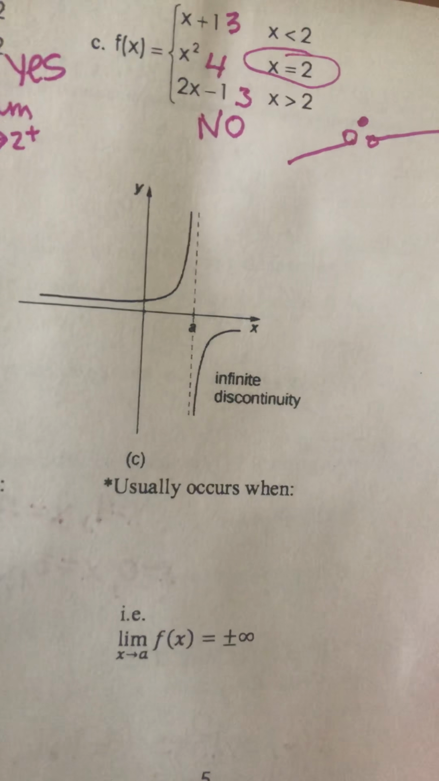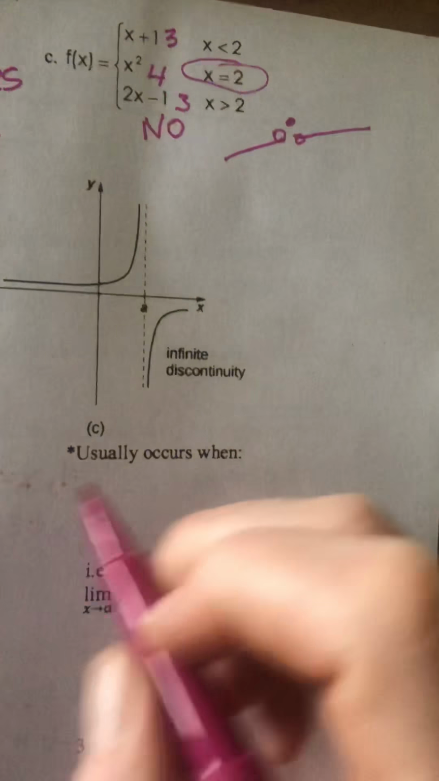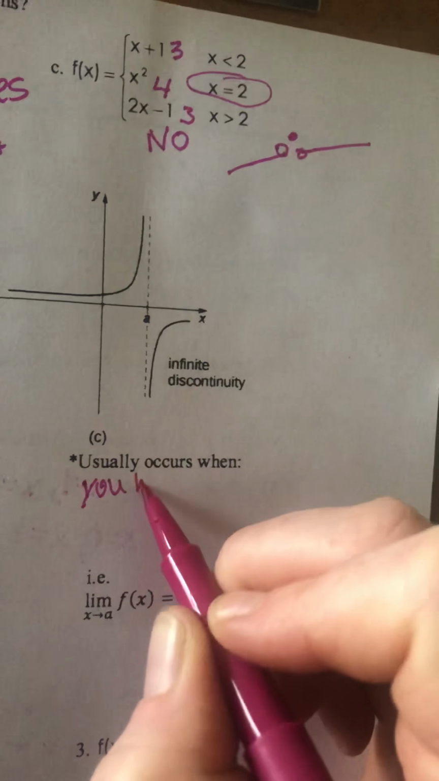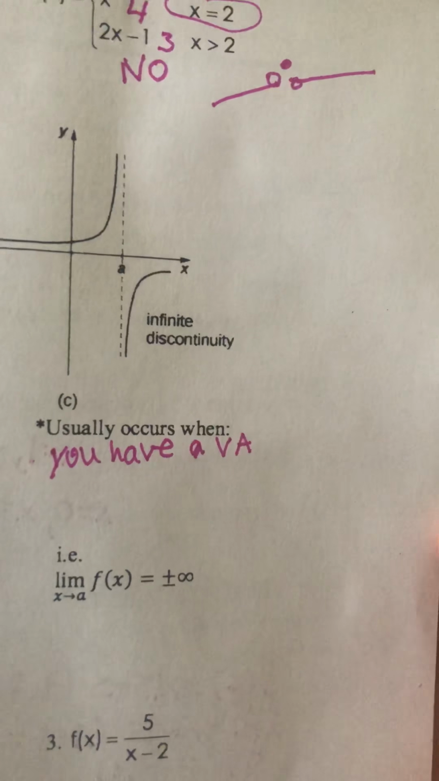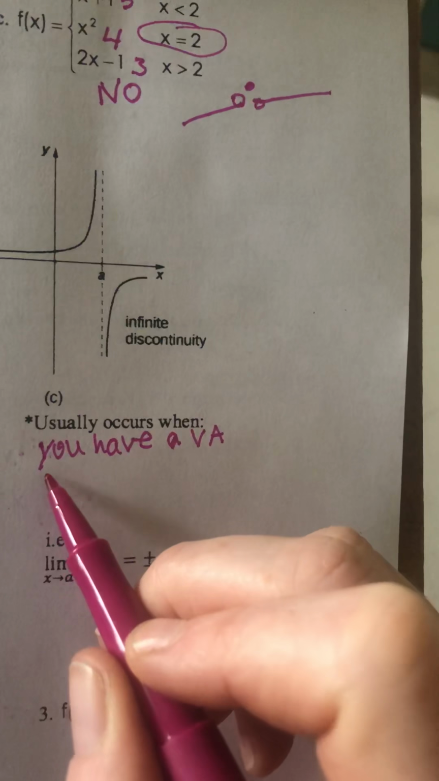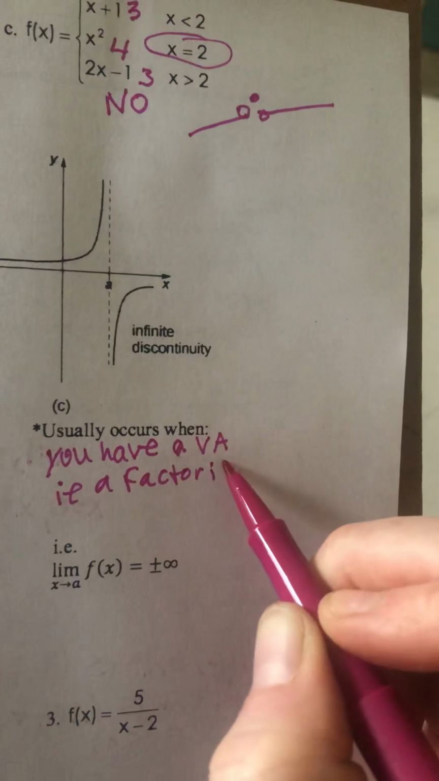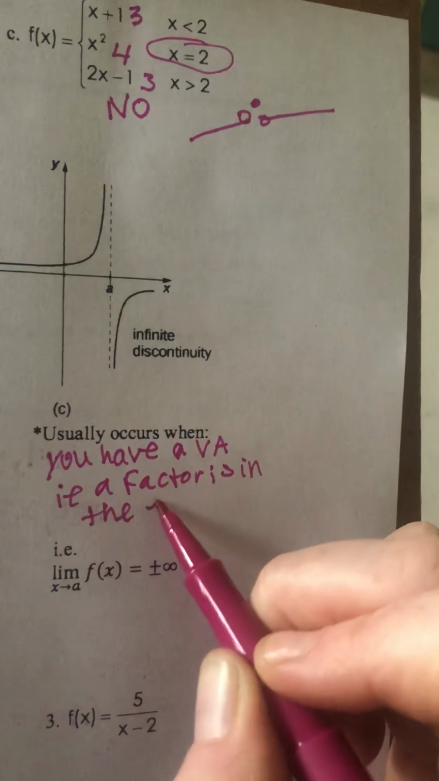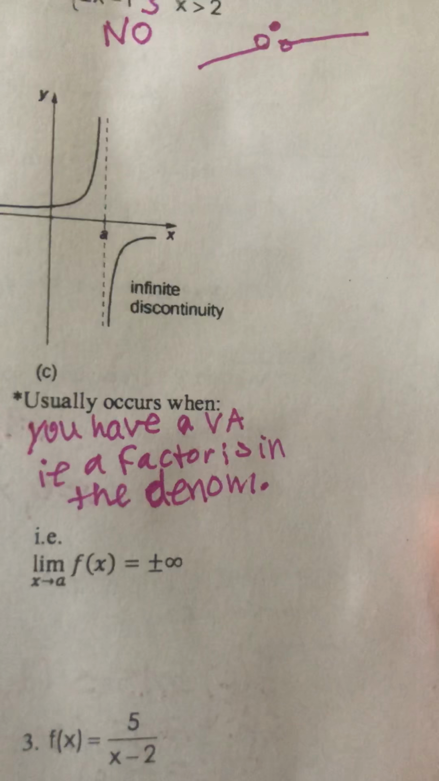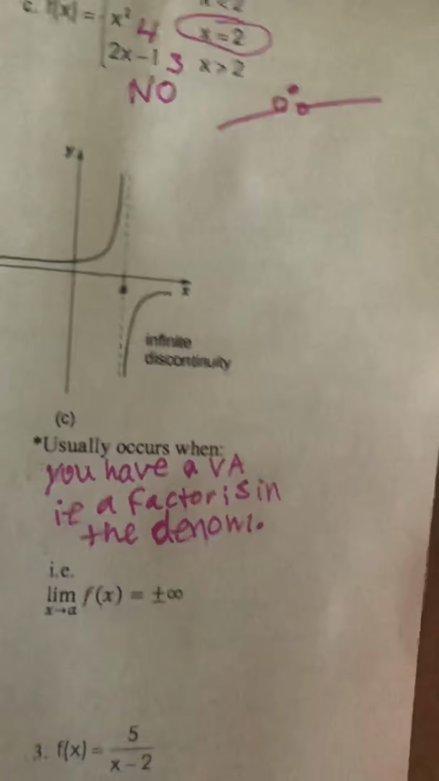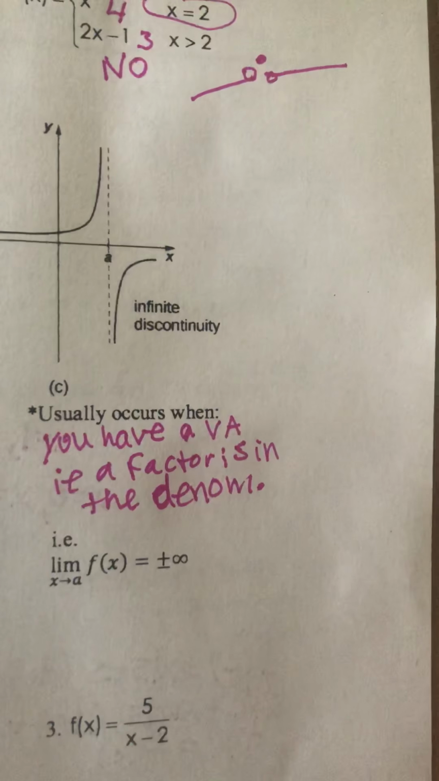Next, infinite discontinuity usually occurs when you have a vertical asymptote. Okay, and then what happens when we have a vertical asymptote? I.e. a factor is in the denominator once you've canceled all the common ones. And remember, we set that factor equal to 0 and solve. That's where your vertical asymptote is. Or in other words, that limit goes to infinity. That would be infinite discontinuity.